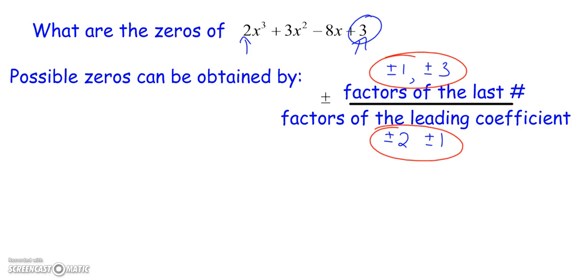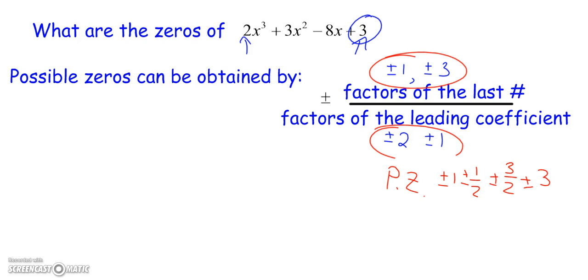A combination of the numbers up here over the numbers over here are the only numbers that could possibly be zeros. So for example, 1 over 1 could be a 0. So 1 and negative 1 are possible zeros. You don't have to list these out at any point. But like 1 over 1, plus or minus 1 could be a possible 0. 1 over 2, so 1/2 could be a possible 0. 3 over 2 could be a possible 0. Or 3 over 1, so plus or minus 3. Those are all the possible zeros.